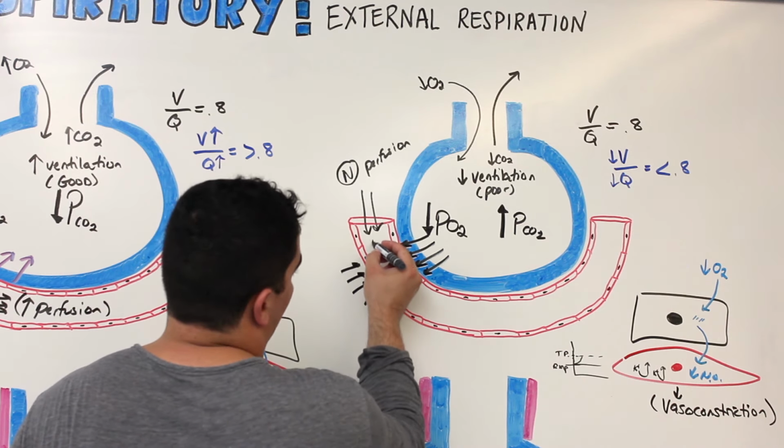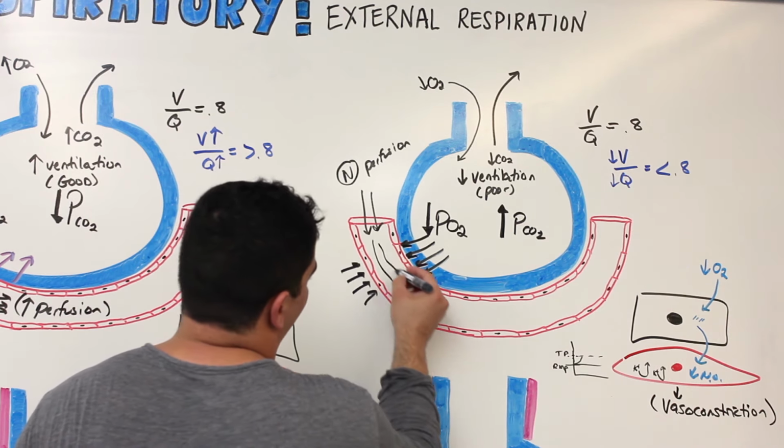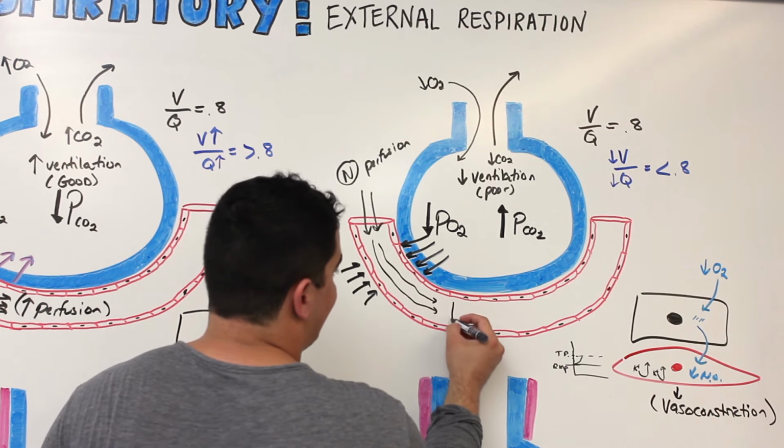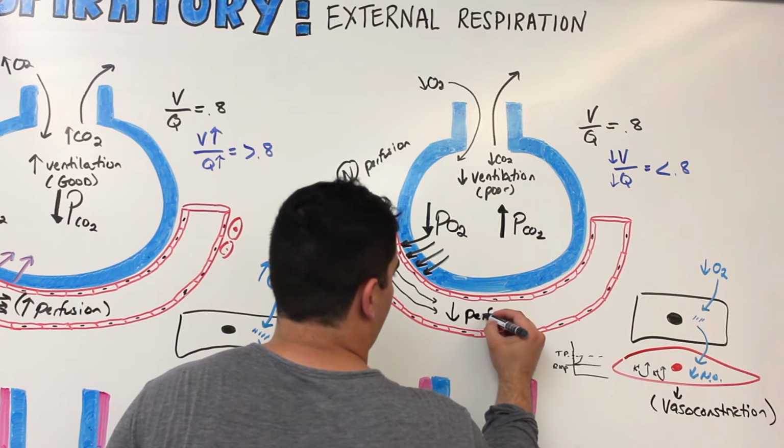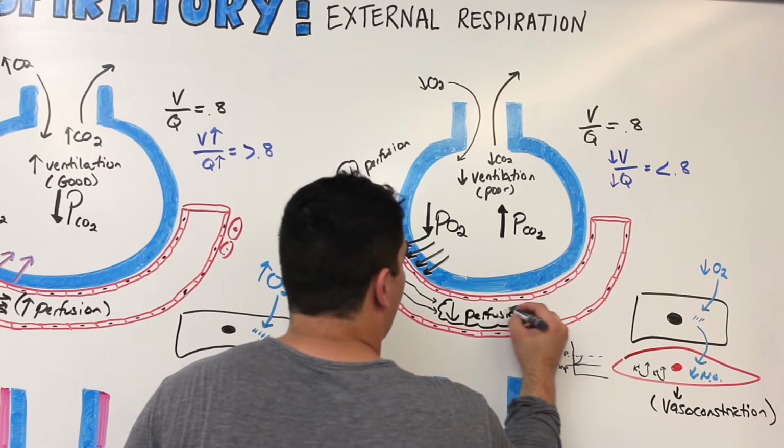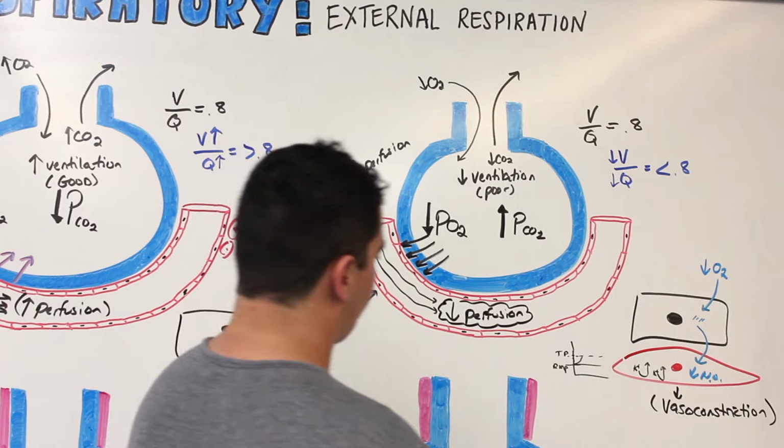And so what's going to happen to the perfusion now? It's going to be very scant, very minimal. So there's going to be a decrease in perfusion, okay? And this decrease in perfusion will help to match the ventilation, okay?